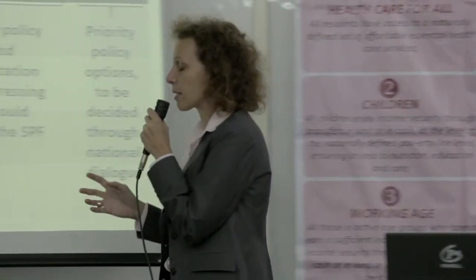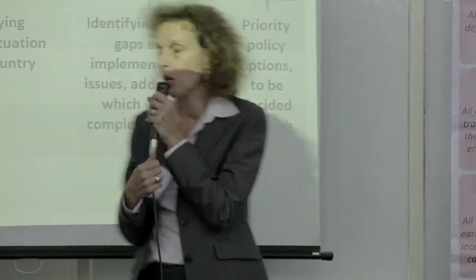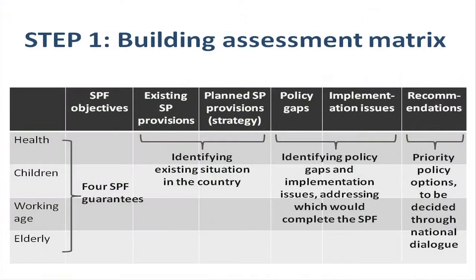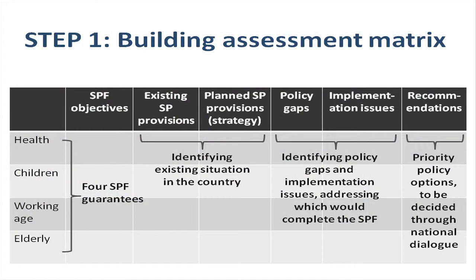The first step is to identify the social protection situation in the country, to see whether the social protection floor is already in place or not. So we look at health, children, working age, the elderly. And we ask ourselves, is there a social protection floor for health already? What are the different schemes that exist for health? How many persons are covered? What kind of benefits do they have? Etc. Are there problems?